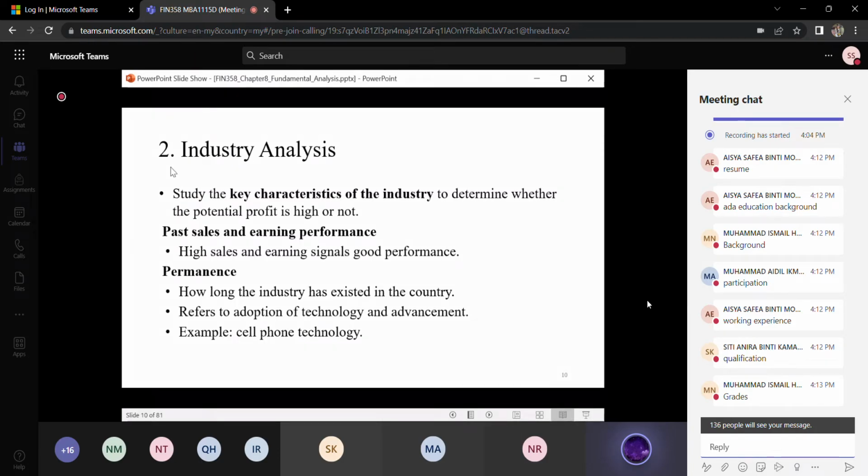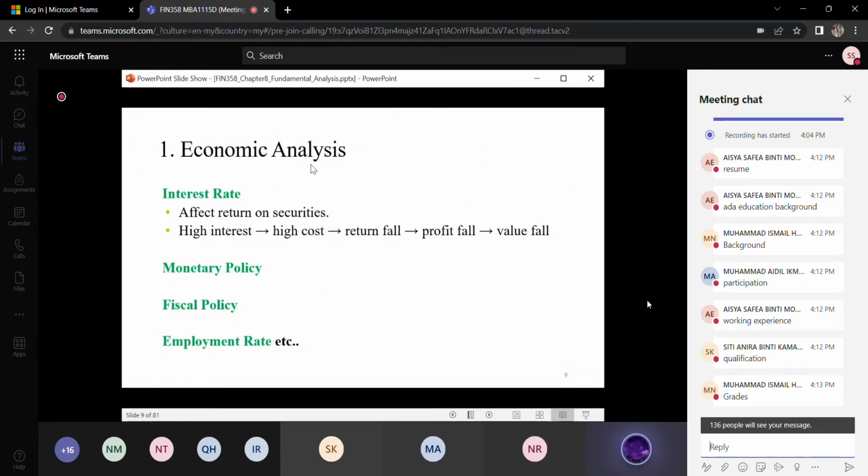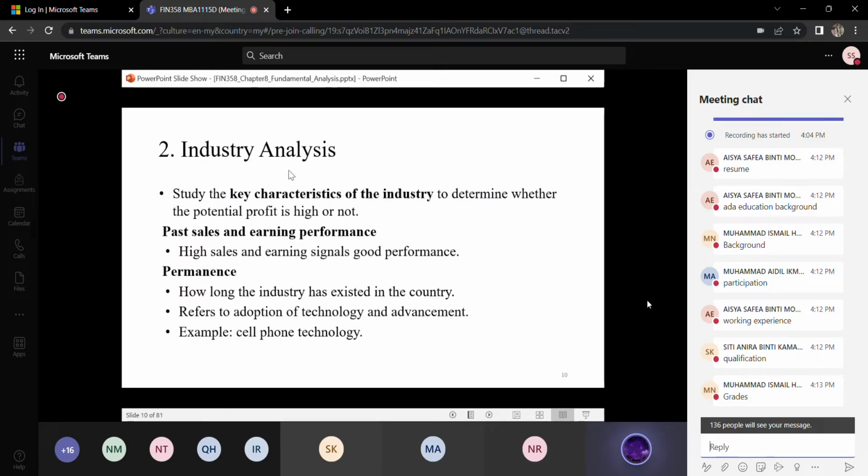Alright, so second, after we decide which economic yang kita nak invest, so kita akan tengok kat industry, industry analysis. So kita akan study the key characteristic of the industry to determine whether the potential profit is high or not. Alright, then past sales and earning performance, so your high sales and earnings signal good performance. Of course, kalau jualan tinggi, meaning good lah, meaning that the profit will be good.